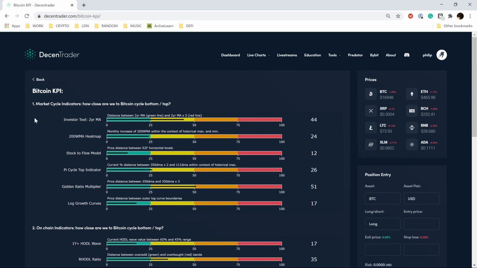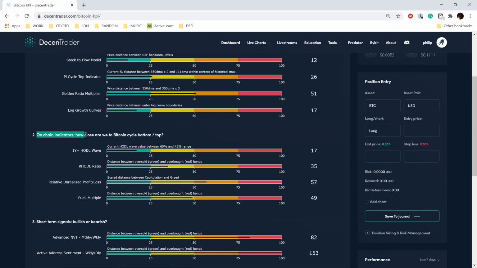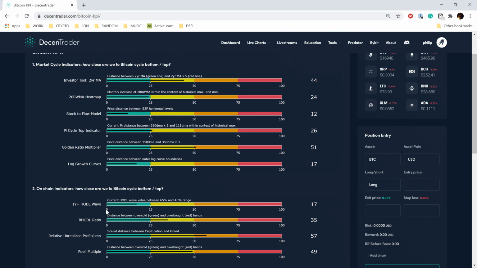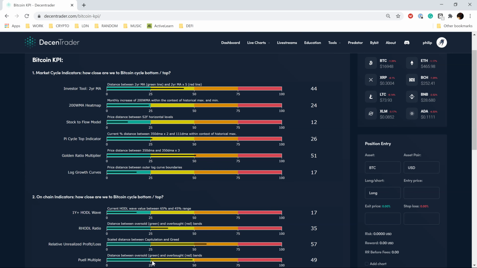So what is it? Well, the KPI dashboard is a really simple and very effective tool to give you an overview of where Bitcoin is in its current market cycle. And to do that, it gives us a really quick, easy to understand snapshot across all the key indicators, including market cycle indicators here in the first section, on-chain indicators here in the second section, and then we also look at some shorter term signals and then also some broad network health metrics. Today I'm going to focus on the first two sections, which really show us very quickly and very easily where Bitcoin roughly is in its current market cycle.